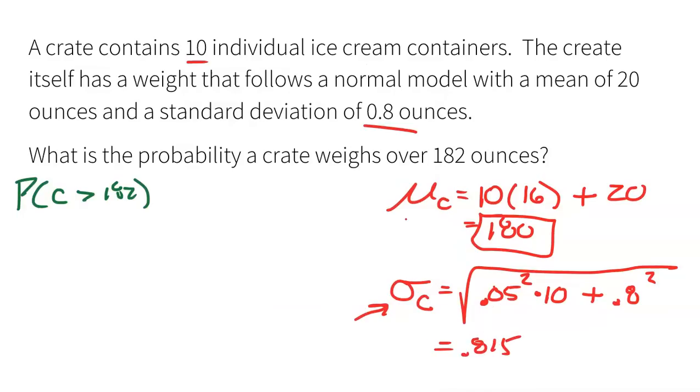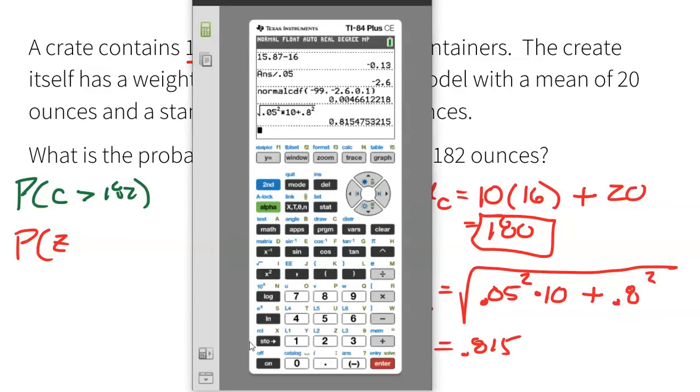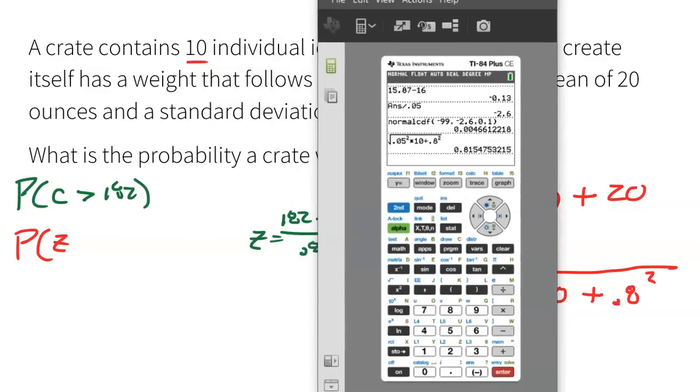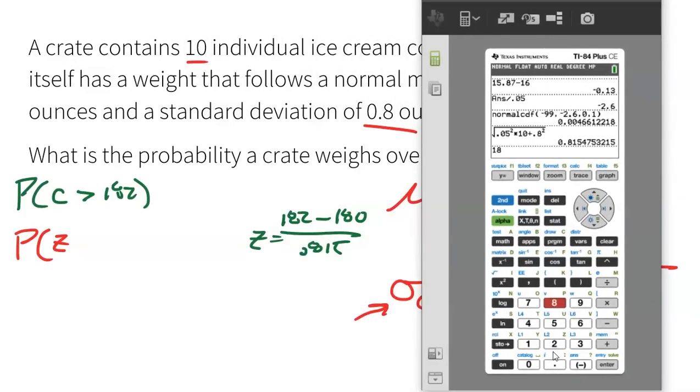So now that I know what is expected for a total crate, I could figure out the probability. But of course, I need a z-score. So the first thing I got to do is find my z-score because I'm asked about 182. So I'm going to subtract the mean of 180 divided by the standard deviation of 0.815. Definitely need a calculator for that. Let me slide this over so you can see that. So 182 minus 180. Always do that work in the numerator first. Then I'm going to divide that by 0.815. And I get 2.454.